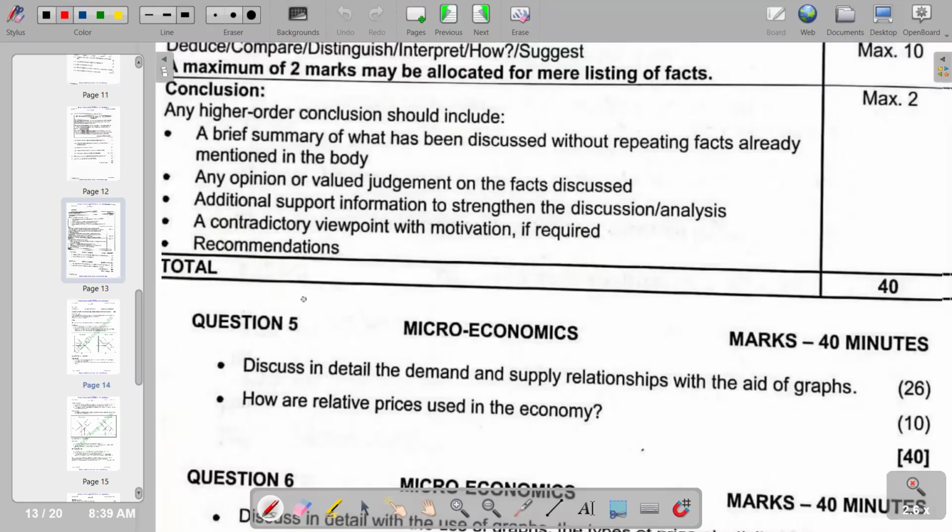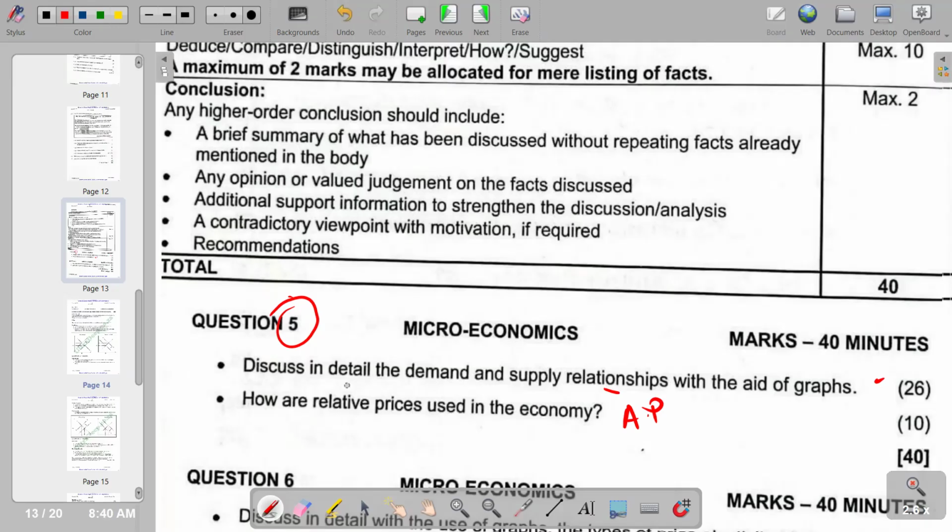So on our question 5, it's a question on microeconomics. The first part of question 5 is: discuss in detail the demand and supply relationships with the aid of graphs. And the additional part is how relative price is used in the economy, in 10 marks. So the first part is 26 marks. Of course, this is our essay.